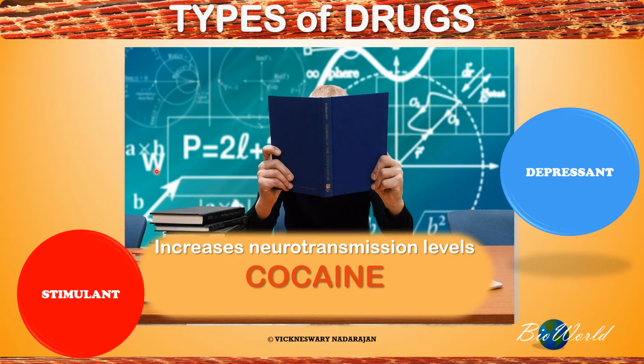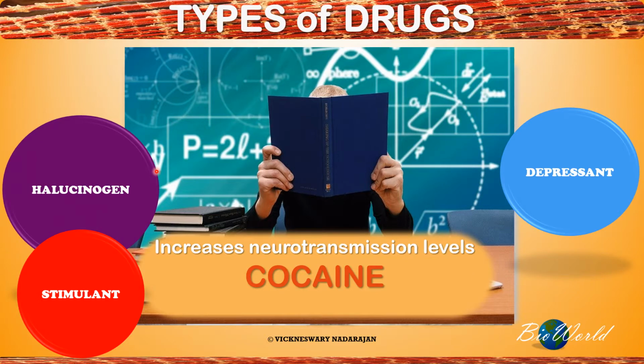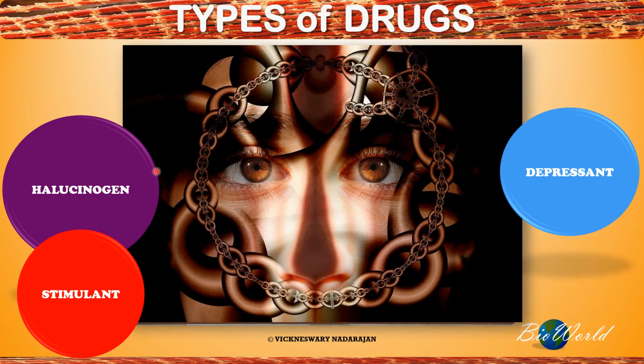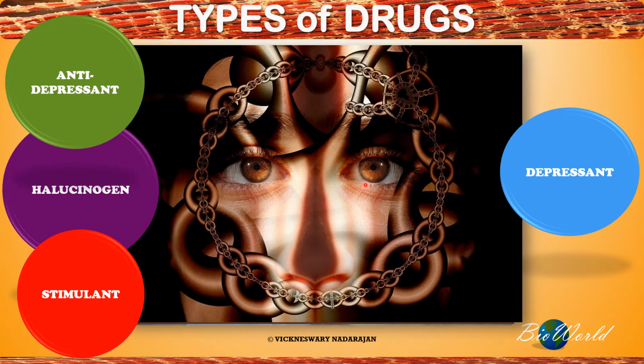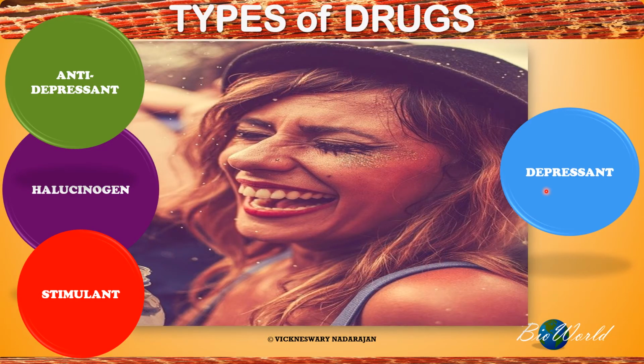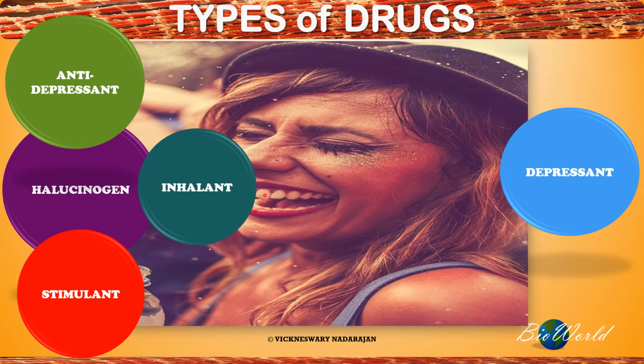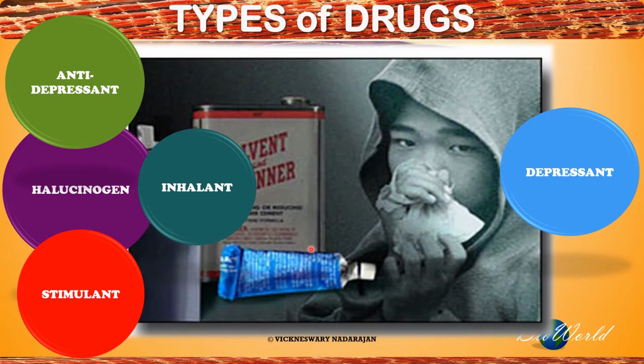Now, there are other groups that are not in our syllabus, but I'll just introduce to you for general knowledge, such as the hallucinogens, where the drug addict will hallucinate. That means they will imagine things that are not there. Then we have a group called the antidepressant, which clearly is the opposite of a depressant, where it will keep you feeling happy all the time. And finally, you have the inhalants. Inhalants are usually the initial stages of addiction, where you enjoy the smell of petroleum-based products like thinners or glue.